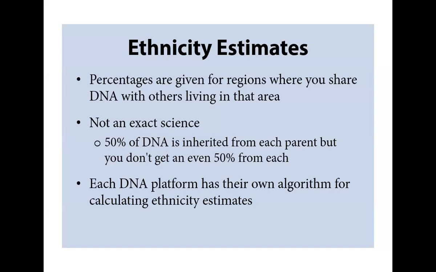As I mentioned, they're mostly going to focus at the more continental level, and then over time you might find that they start getting more country specific as more and more people are testing. But it's not an exact science. Keep in mind that when you get the DNA from each parent, you don't get an even 50% from mom and 50% from dad. So it can be slightly skewed, where even compared to your siblings, you might have one ancestry ethnicity higher than another. And each site uses its own algorithm for calculating your ethnicity estimates. That's why each company is going to look different.